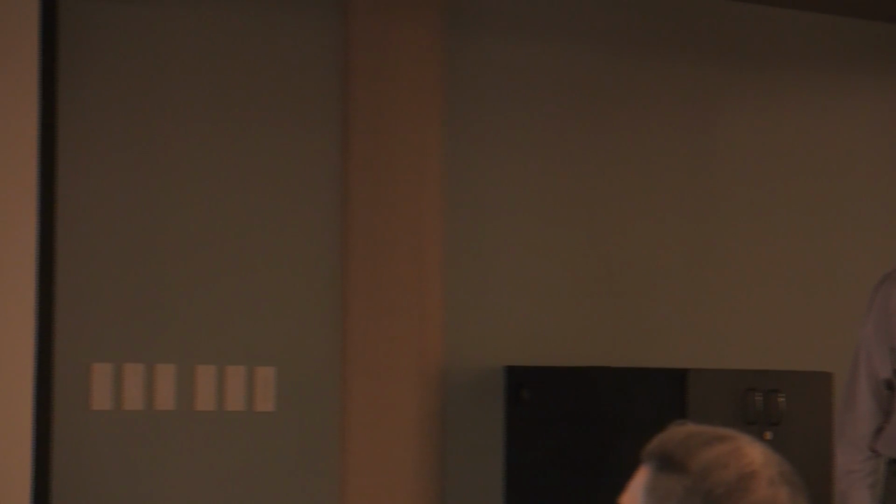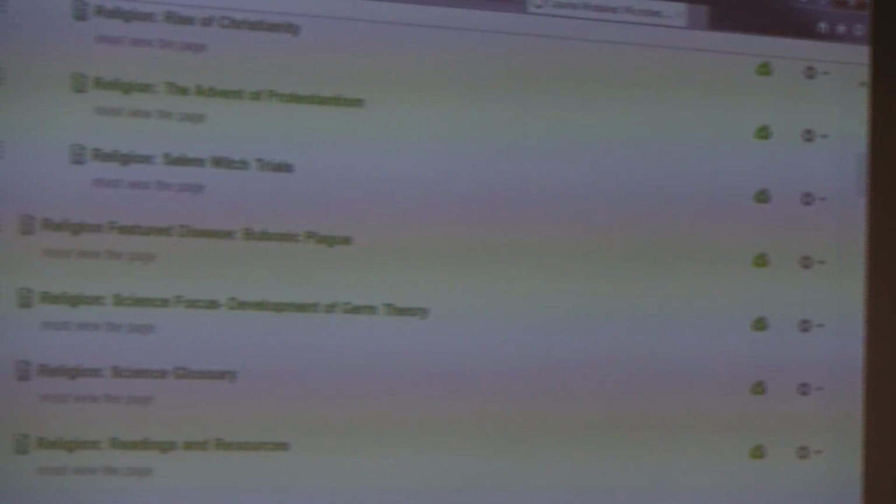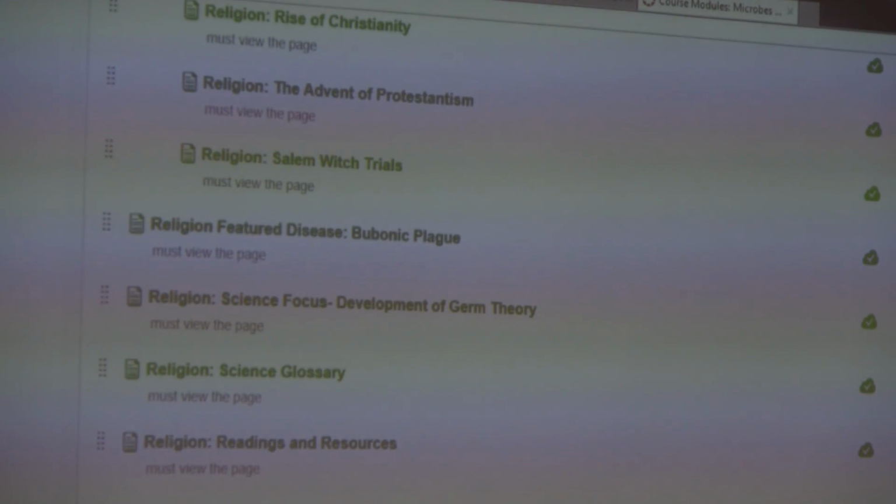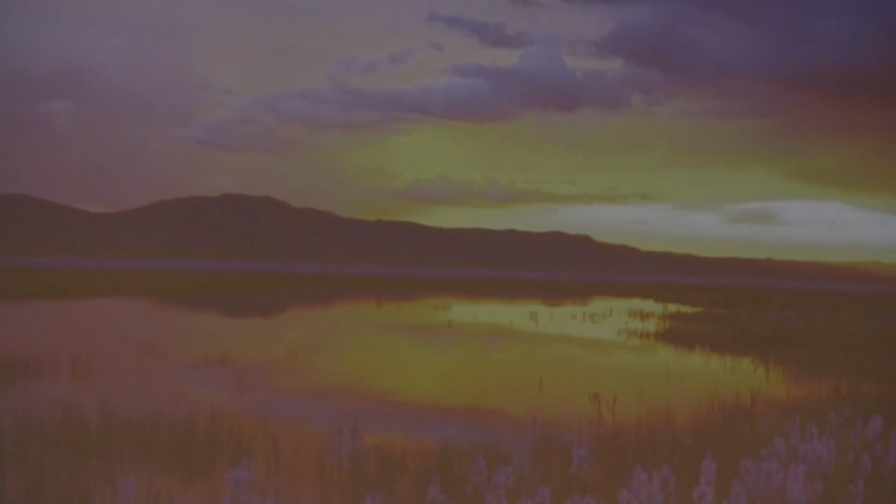So we have the science focus, with quite a little discussion about germ theory. We had the featured disease, the bubonic plague. You can see here, go through it, and then we try to introduce some science terms. Then we gave them a lot of religion activities.